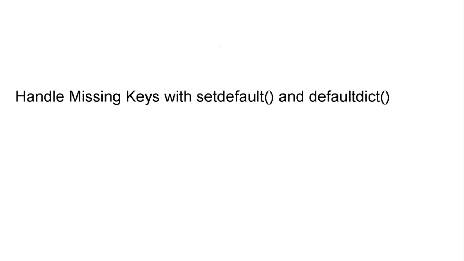Handle missing keys with setdefault and defaultdict. You have seen that trying to access a dictionary with a non-existing key raises an exception. Using the dictionary get function to return a default value avoids an exception.